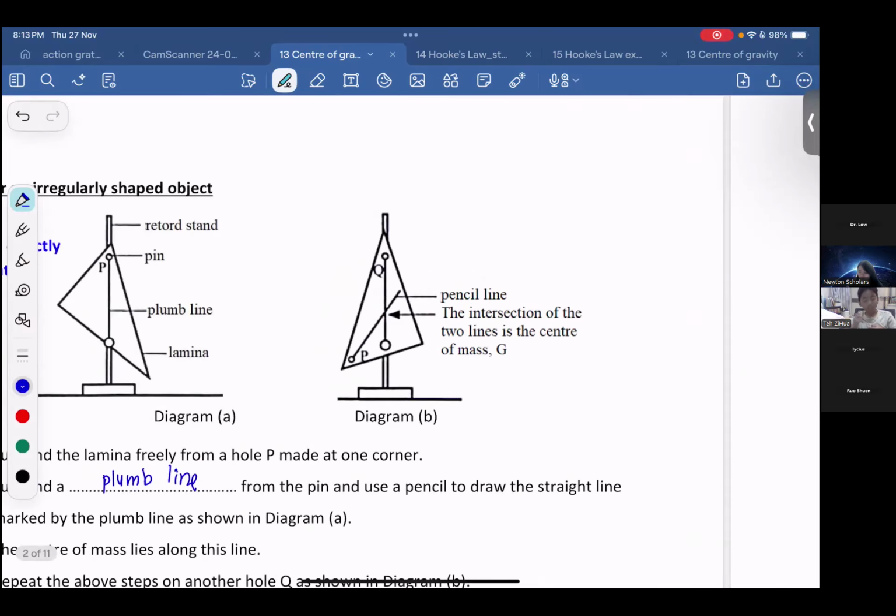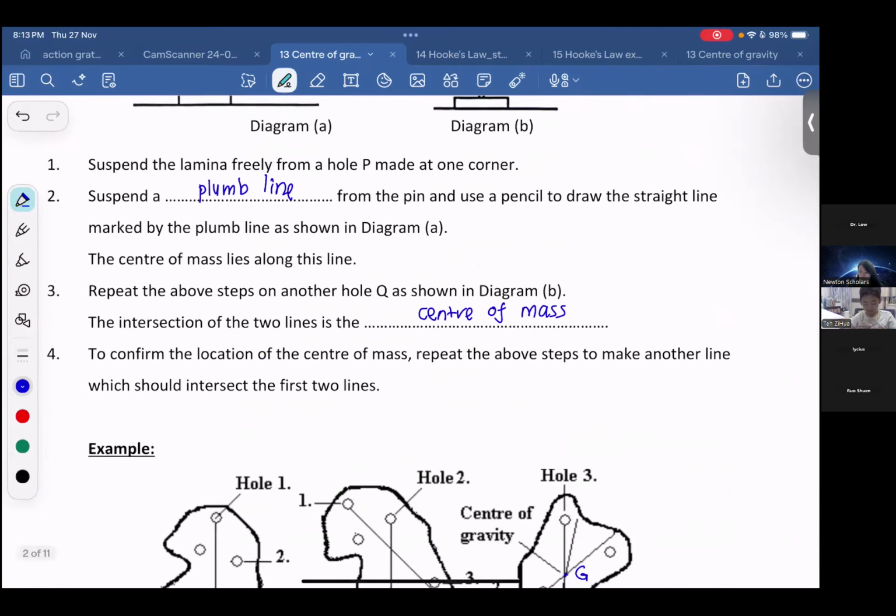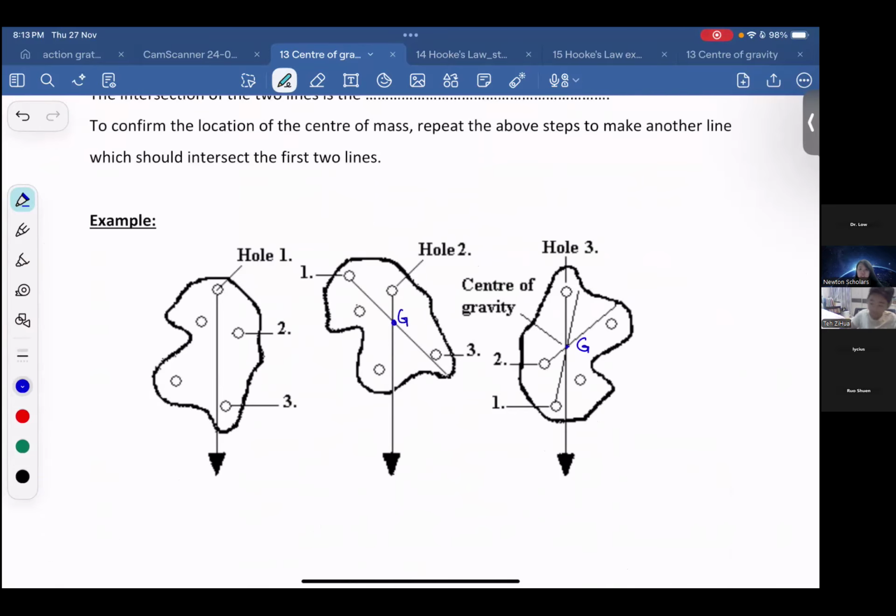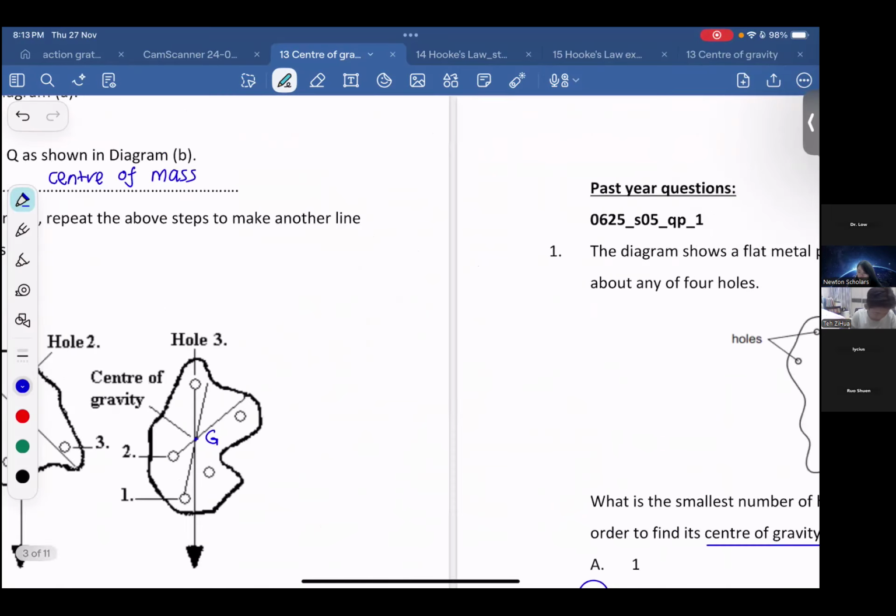So come back to here. At least 2. Actually, from here, we already know the center of mass or center of gravity. Then if you use the third point, the fourth point, it doesn't matter. They will just pass through the same point.